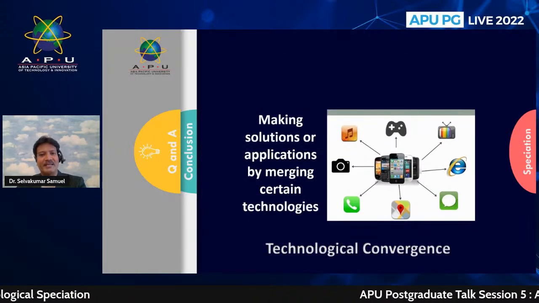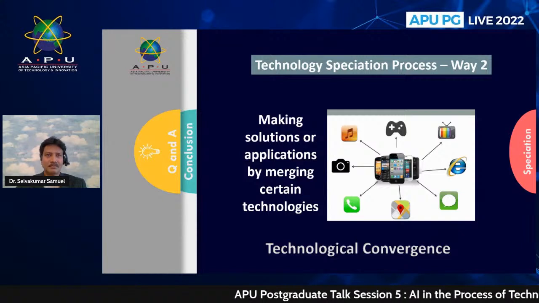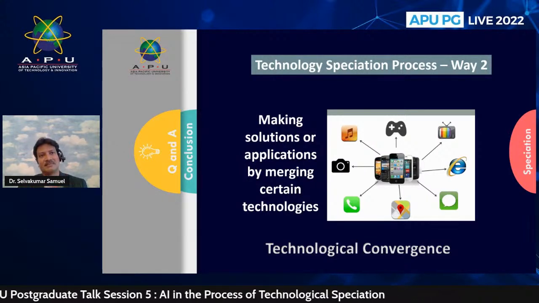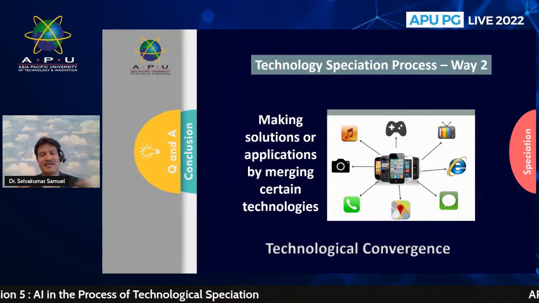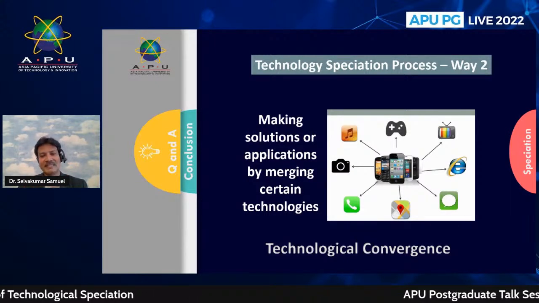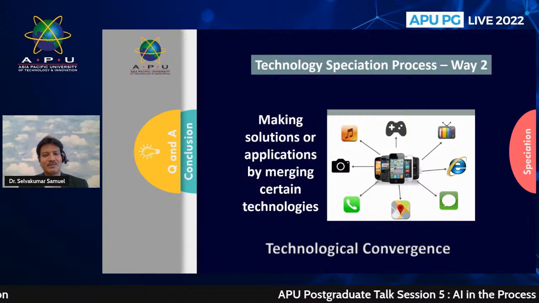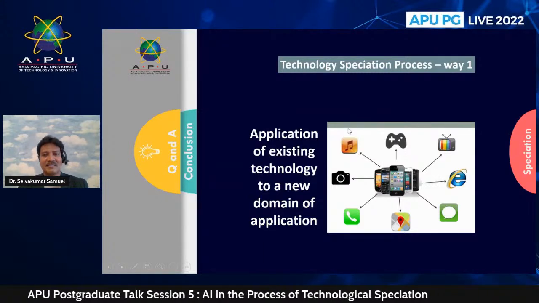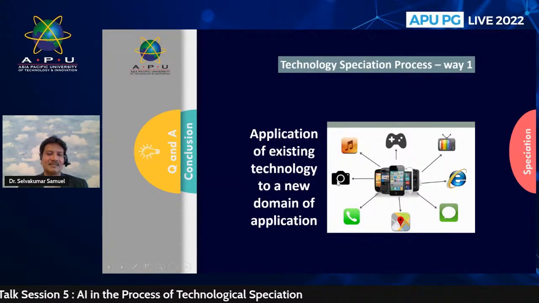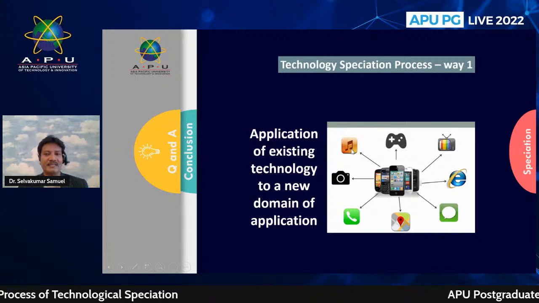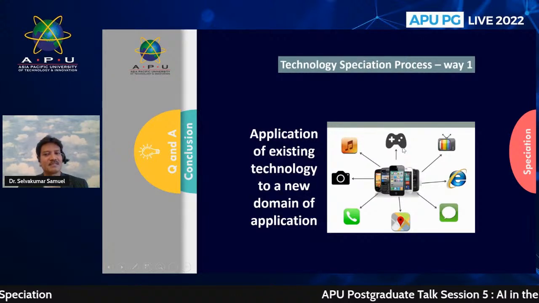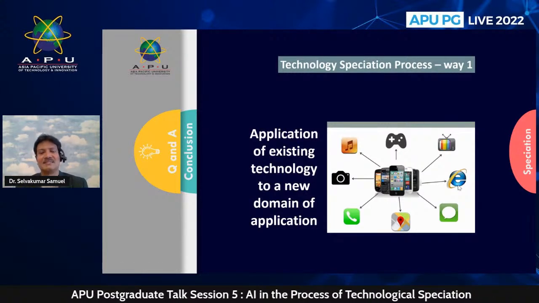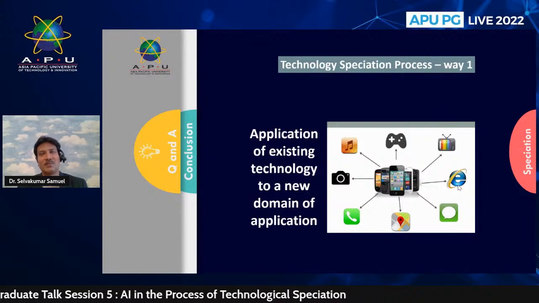The second way, making solutions or applications by merging certain technologies, fusion of technologies, or technological convergence. That is the second approach. For both approaches, I used the same picture. You can see here the same picture. Smartphone is here, and all other technologies. Camera, MP3, games, browsers. These all are different technologies introduced into the mobile communication domain.